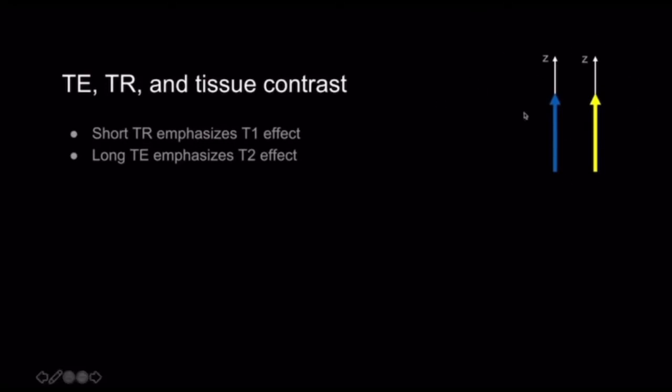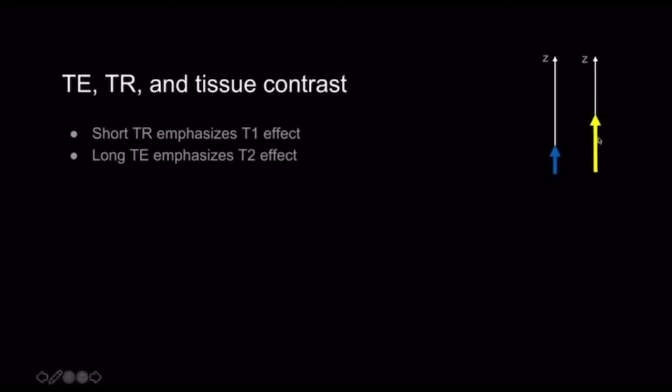To illustrate that here, we've simplified our diagram into just showing the z-axis, and in blue we have water molecules, and in yellow we have fat molecules. If we apply a 90-degree RF pulse, the entire net magnetization vector is in the xy plane, and therefore there is nothing in the z-axis. After a very short period of T1 relaxation, these begin to relax in the longitudinal plane.